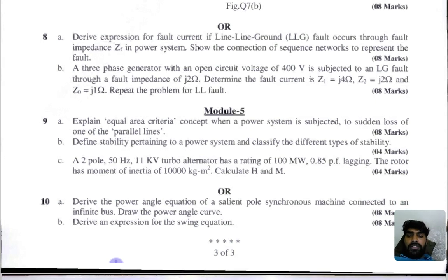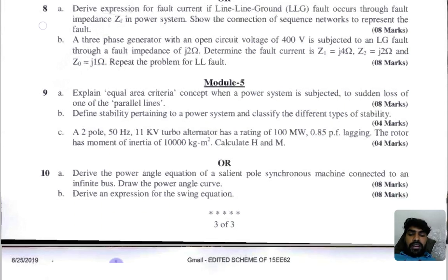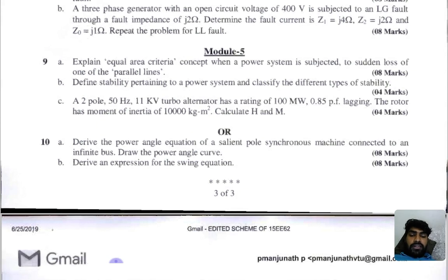Next, module 5: explain the equal area criterion concept. Here simplification is needed. The concept when the power system is subjected to sudden loss of one of the parallel lines. Sudden loss in the sense one line falling down or one line failure occurs. Determine stability pertaining to the power system and classify the different types of stability: steady state, transient and subtransient stability. A 2-pole 50 Hz 11 kV turbo alternator rated 100 megawatts, 0.85 power factor lagging. The rotor has a moment of inertia of 100 kg. Calculate H and M. Already we discussed H and M derivation, right? So just use the formula and then calculate.